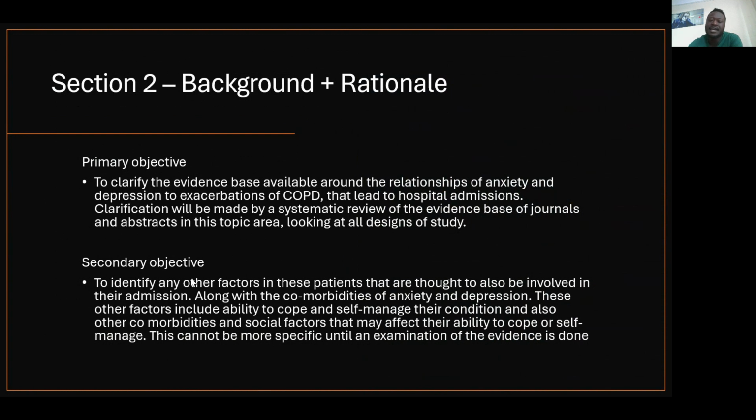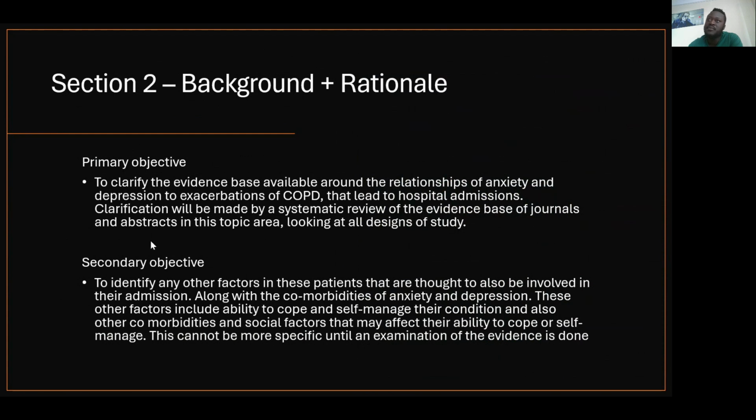And that's what we'll be looking for in terms of your abstract reviews when you're looking at your search strategy. A secondary objective here would then be looking at all the other factors that may be involved in the admissions. So alongside anxiety and depression, any other comorbidities they may have, any other factors like self-management or social factors that might affect that. So that wouldn't be your primary objective, but it's still something important to look at. And it's additional data you'd want to see in the systematic review.